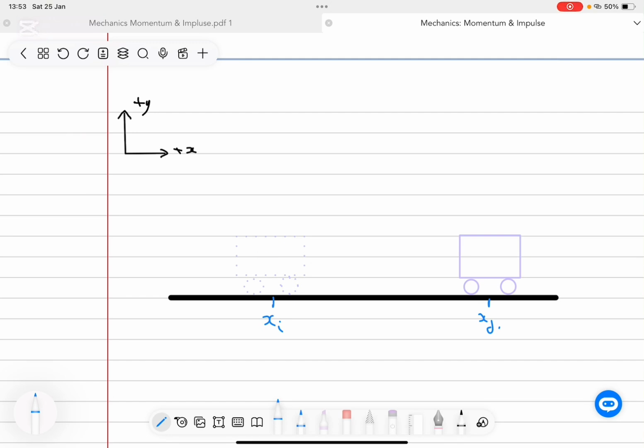The object would have the mass m, and this would mean that when it was at the position xi, it will have the velocity vi because it is the velocity at the start position. Then the velocity at the final position would be v final, velocity final.